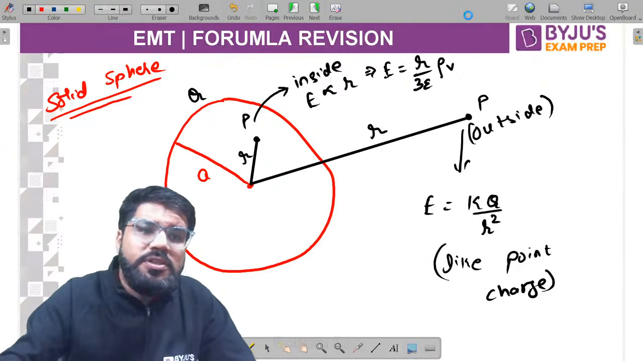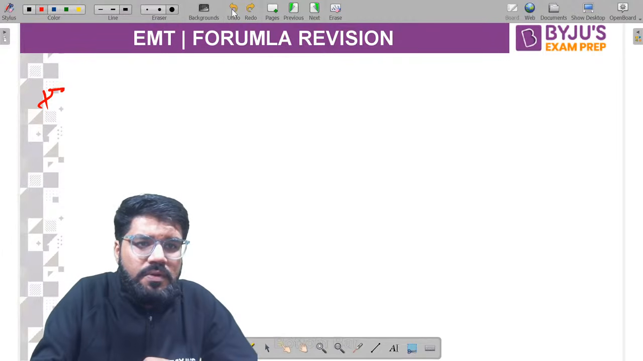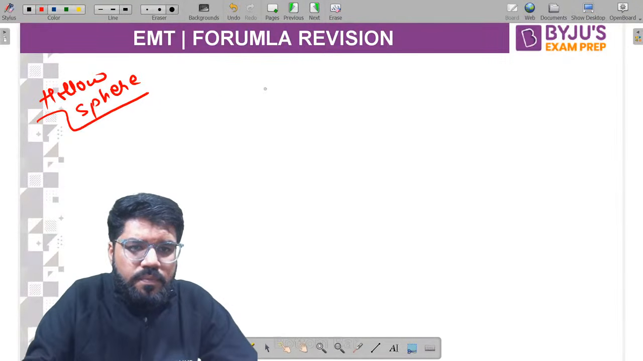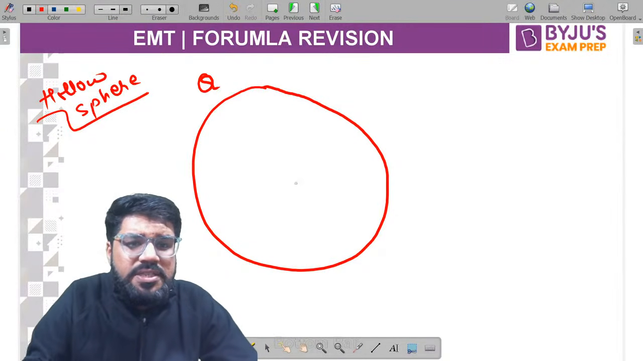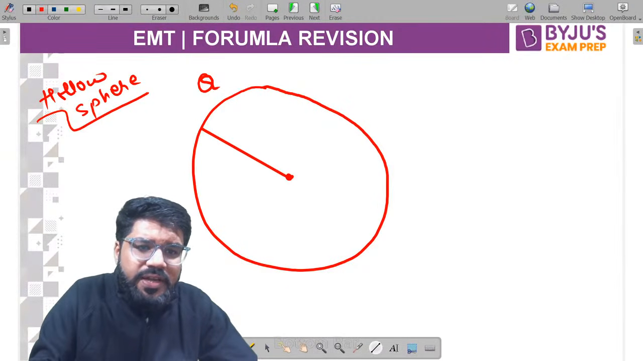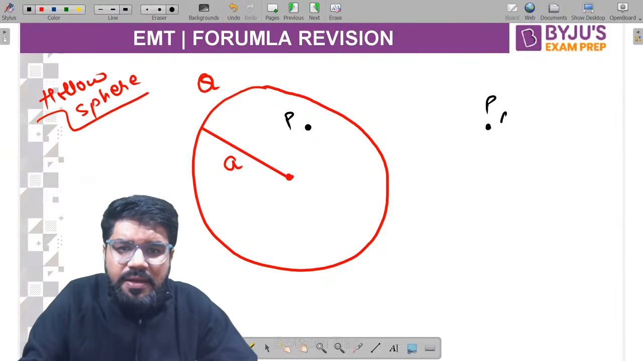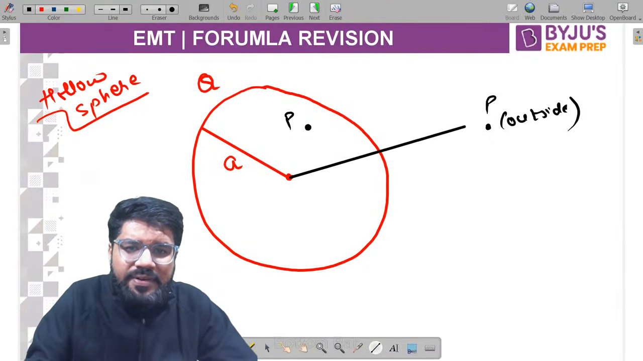Okay, suppose it was the case of a hollow sphere, where only the surface of the sphere carries the charge, and inside it is blank. The radius is still equal to a. And once again, let me take the point of observation P, which can be inside or outside. What is the electric field at these 2 points?